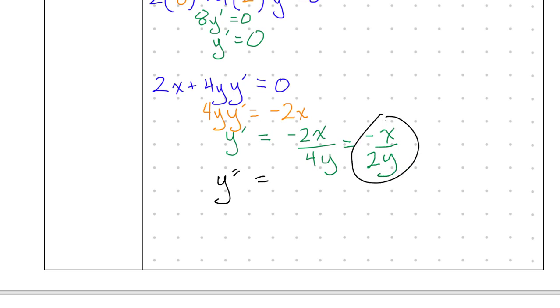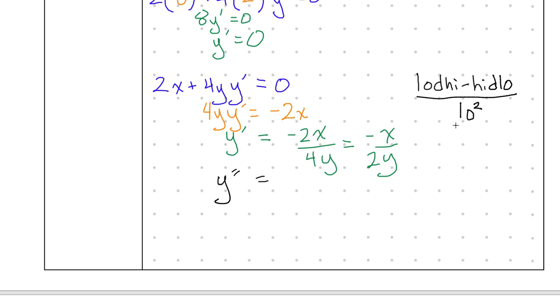So I now have y double prime is equal to, and then I look at my right-hand side. I have negative x divided by 2y. I'm using quotient rule. Give me quotient rule. Shout it out. Low D high minus high D low, all over low low. All right, so what's low? 2y. Good. What's D high? Careful. Negative 1.